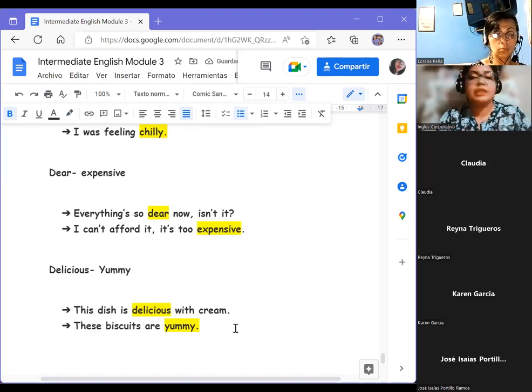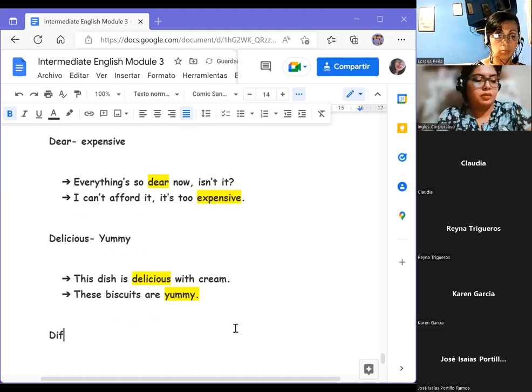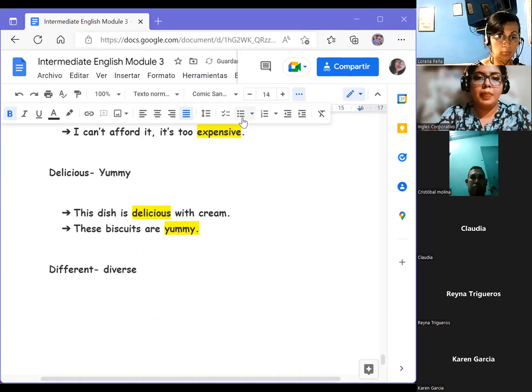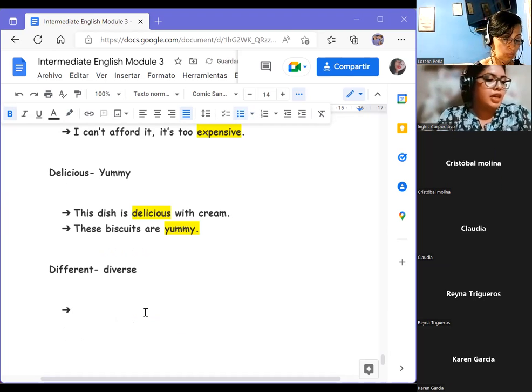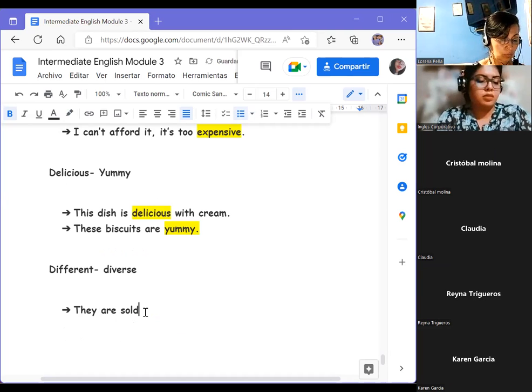We have different and diverse. And we have the examples. They are sold in many different colors. And the next example, it says, my interests are very diverse.